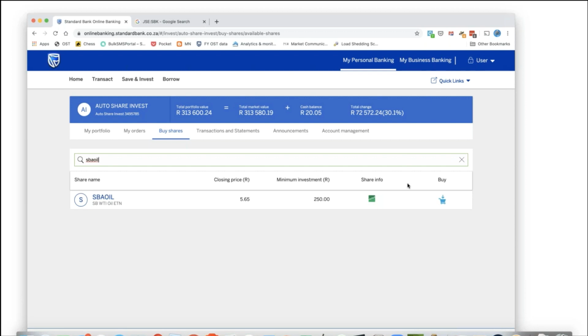Kenneth is saying, do you issue separate monthly statements and tax certificates for Auto Share Invest? Yes, you do. From a practical perspective, you'll notice there I've got an account number which is different to my Auto Share Invest account number. So whilst it is in your legal name, it is a different entity. So it gets its own tax certificates, its own monthly statements, and your year-end tax certificates, etc. So it's all yours in terms of your single SARS submission, but they're reflected separately.